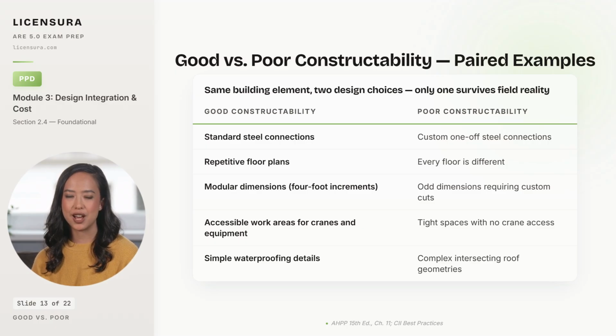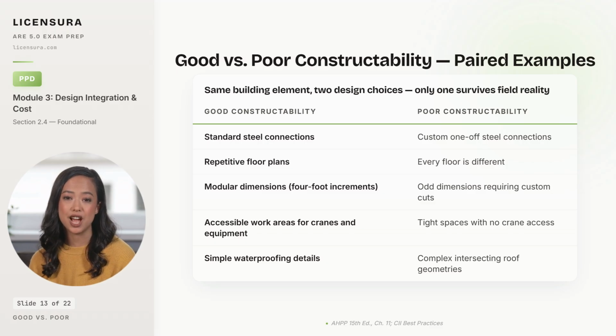Accessible work areas for cranes and equipment are good constructability. Tight urban sites with no crane access force costly small equipment workarounds and schedule extensions. Simple waterproofing details are good. Complex intersecting roof geometries are where leaks live, and the architect who designed them is the architect whose insurance carrier pays for the remediation when the building leaks. Walk away with these 4 takeaways, and constructability becomes a design discipline, not an afterthought.